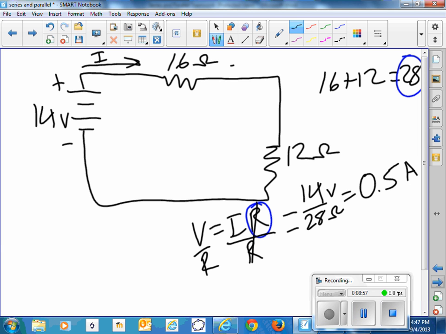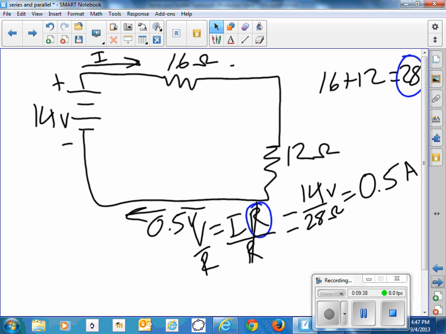So half an amp flows through a circuit that is 28 ohms when I hook up a 14 volt battery. So in series, the resistors add, so it's more resistive. It's harder for current to flow through a 16 ohm resistor and a 12 ohm resistor. It has to go through both of those. And whatever current I had coming out of the battery at the top is also the same at the bottom of the circuit, half an amp. It's one loop, so the current is the same throughout that entire loop.